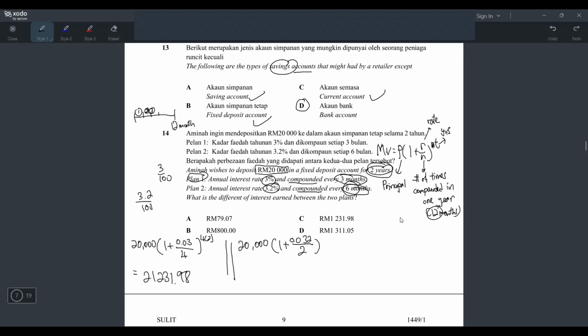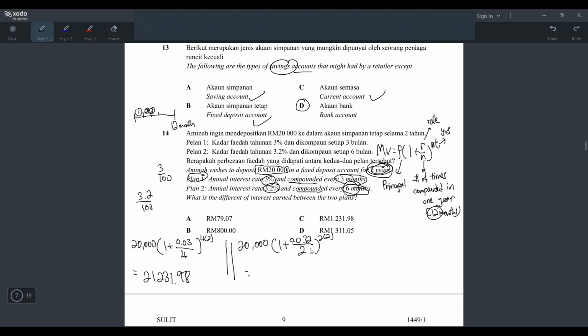Because it compounds every 6 months, in 12 months it has compounded 2 times. That's what it means. And then don't forget to power NT. N is 2 this time, and T is also 2 because it's 2 years. What is 2 times 2? 4, so later we have to power 4.